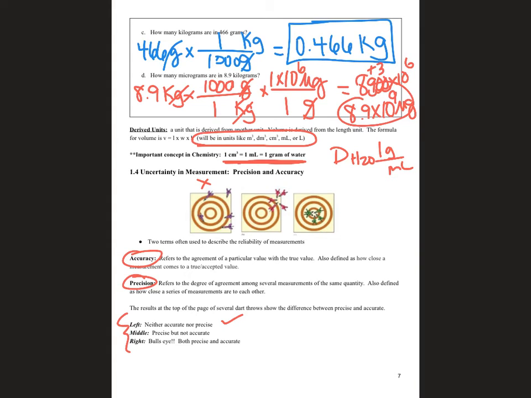And then the middle one, they're not hitting the bullseye in the center, but do you notice that those measurements are all hitting the same area? So they are precise, but not accurate. But then this last one on the right, they're all hitting the bullseye, and they are all close to one another. So that is both precise and accurate. So that's the comparison, making sure you understand the difference between the two. Now we're going to look at a couple of practice problems.